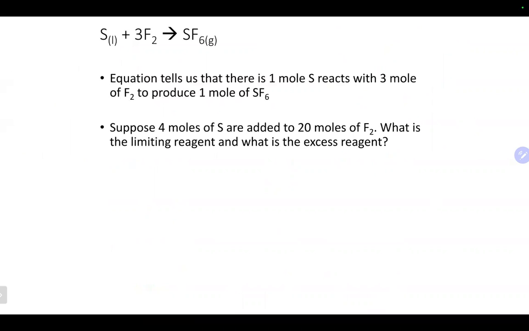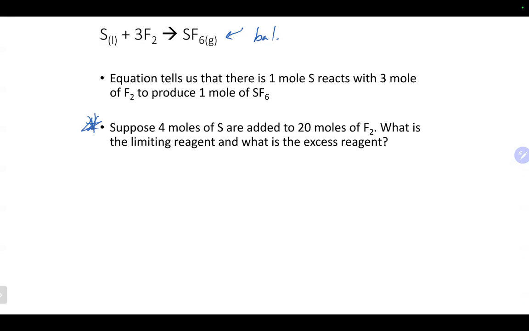and talk about how we can determine which one's the limiting reagent and which one is the excess reagent. So we have an equation up here and it's balanced, which is our first step. So we're good there. We see our stoichiometry happening here. And again, in this case, 1 mole of sulfur reacts with 3 moles of F2 to form 1 mole of SF6. So let's just say, for example, we had a problem such as this, where we are taking 4 moles of sulfur and we're going to react it with 20 moles of F2.